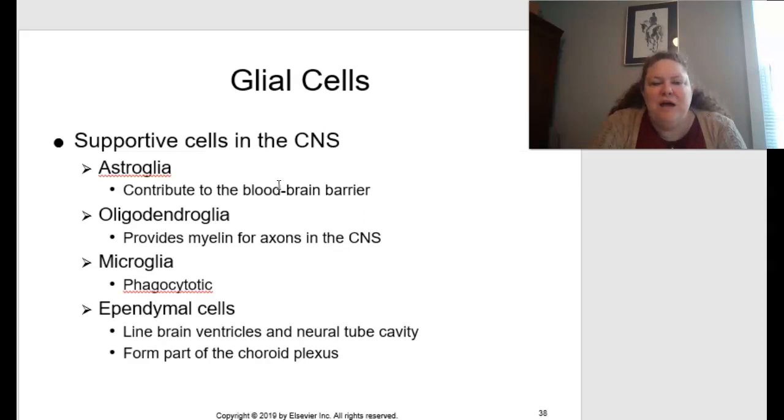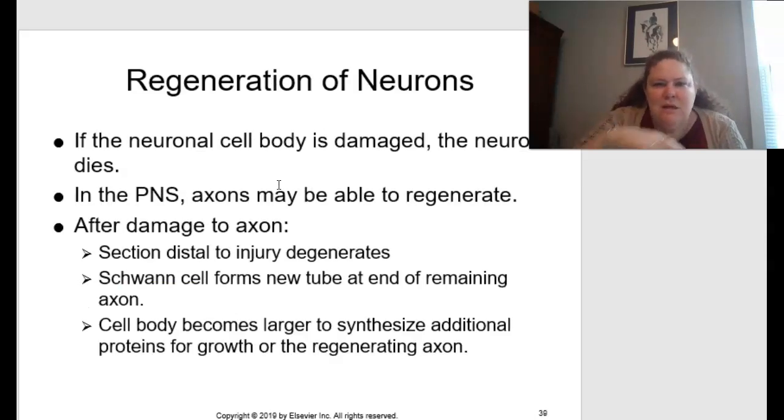You have oligodendroglia, and these provide myelin for the axons in the central nervous system. You have microglia, and these are our little Pac-Man phagocytes, right, that are going to take away damaged cells and debris. And you have your ependymal cells, and these are going to line the brain ventricles and the neural tube cavity. And these form part of that choroid plexus.